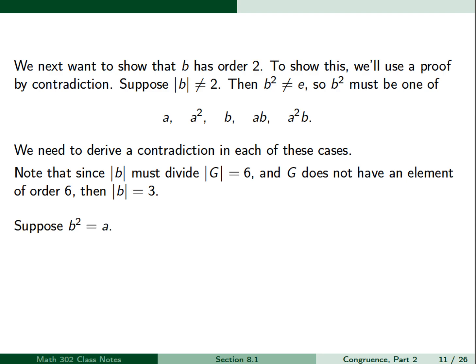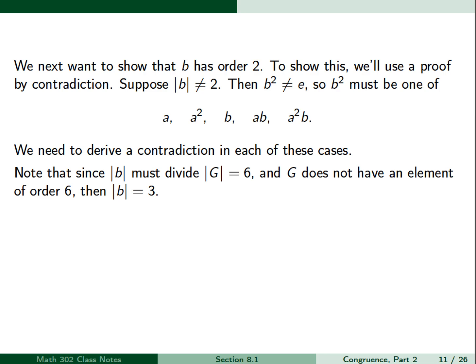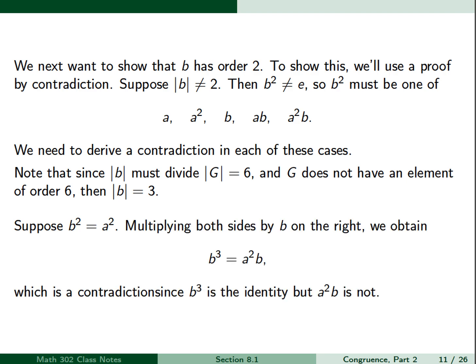So let's suppose that B squared is equal to A. That's our first case. Now multiplying both sides by B on the right, we obtain B cubed equals AB, which is a contradiction since B cubed is the identity, but AB is not. So our next case is suppose B squared is equal to A squared. Multiplying both sides of this equation by B on the right, we obtain B cubed equals A squared B, which is again a contradiction since B cubed is the identity, but A squared B is not.